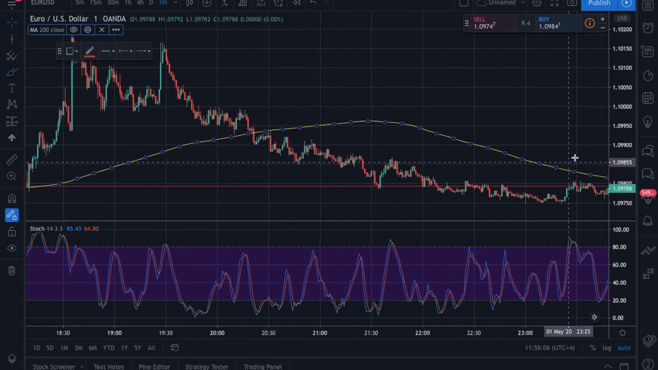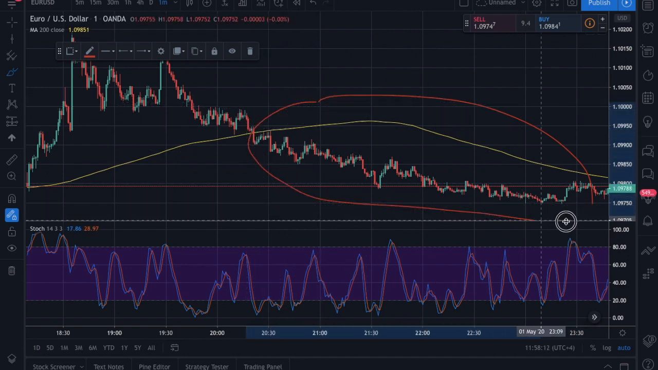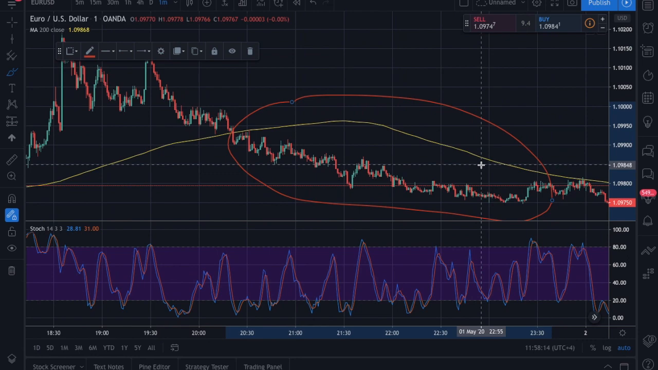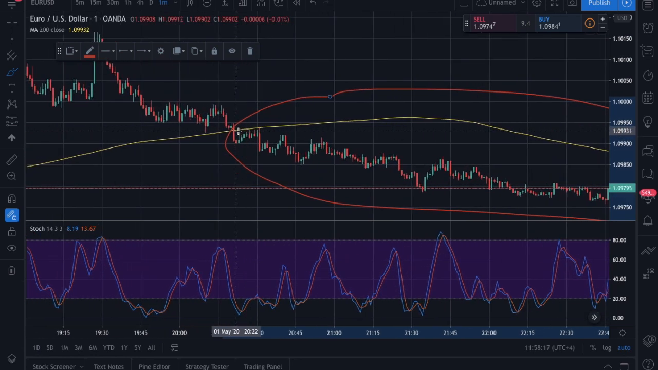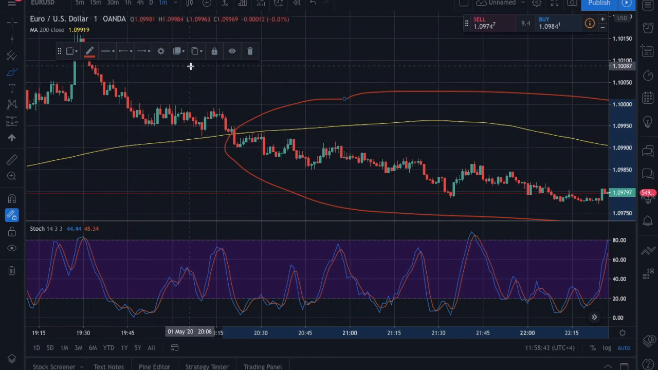Let me show you here. Look at this circle. From this candle, there was a breakout from the moving average line, and after this is our new downtrend. In a downtrend, we look for sell orders, but in an uptrend we look for buy orders, because it's going up, so we need to buy it.